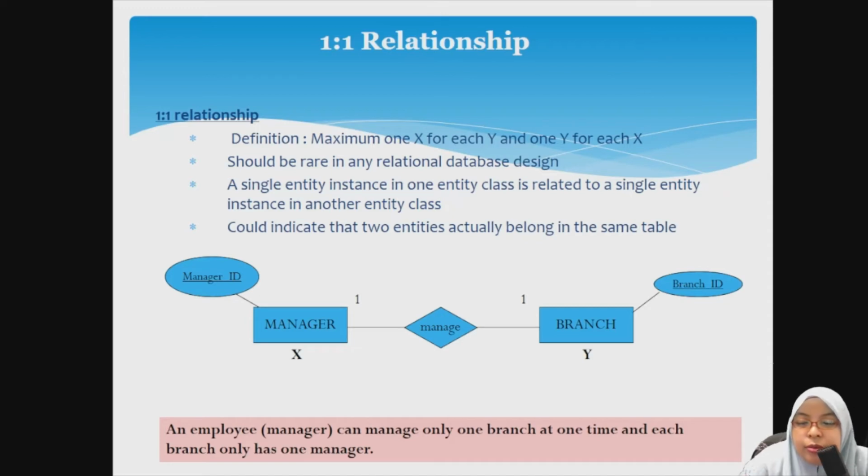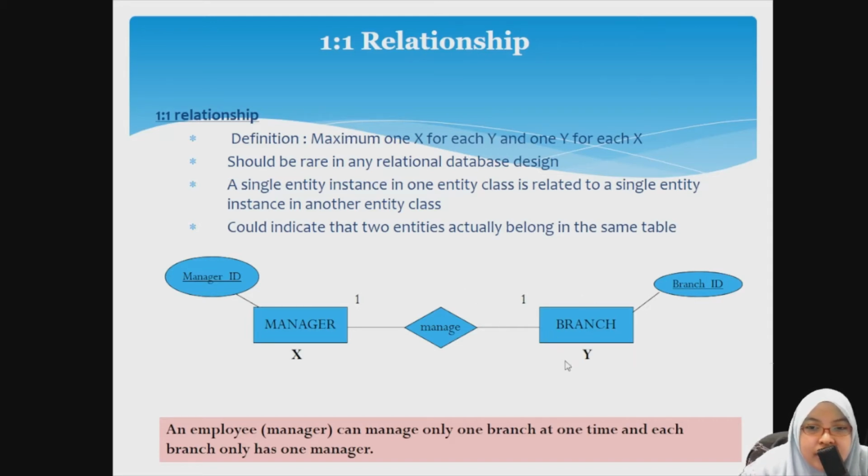Okay, so for the relationship here, we have manager and we have branch. One manager only manages one branch. Basically, we only have one manager for one branch. So attributes for the manager, we have the manager ID, manager name, and so on. Okay, this is the symbol of the relationship in the Chen model. So one to one, one manager, one branch only.